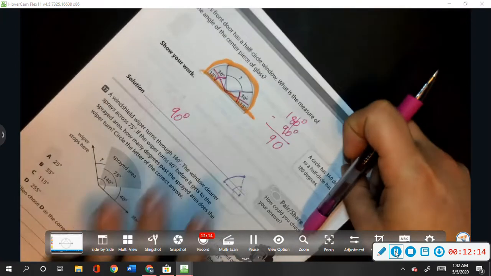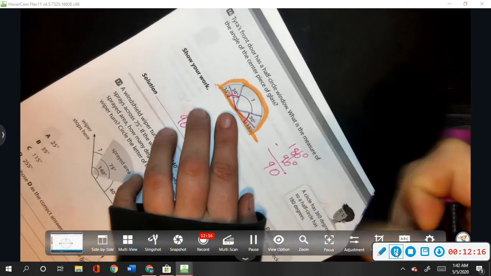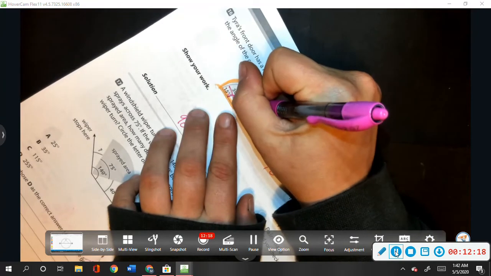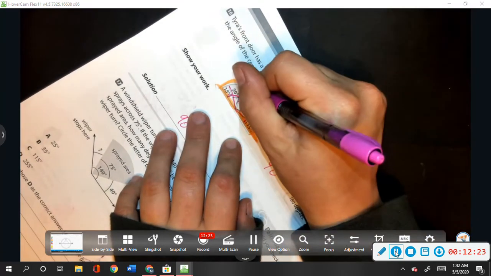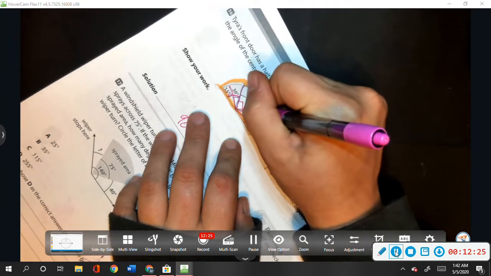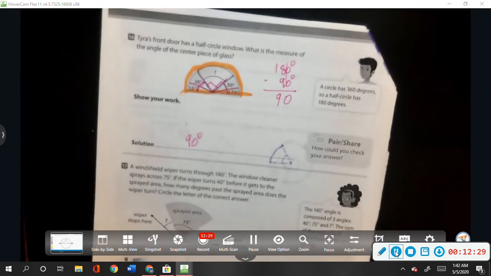You could have also turned your paper and look at that. There's that square corner, right? That L that we always look for, a 90-degree angle. You almost didn't even need to do the math for that, did you?